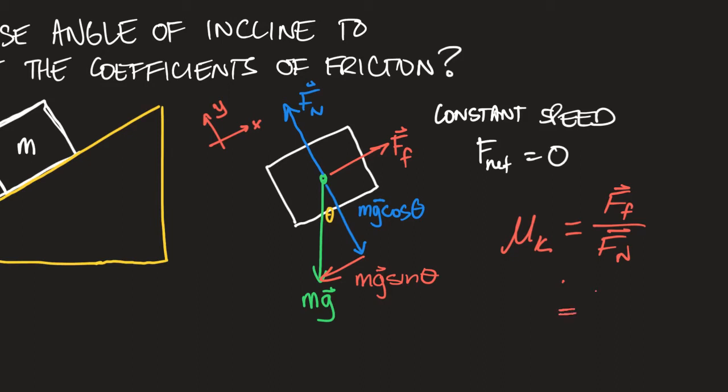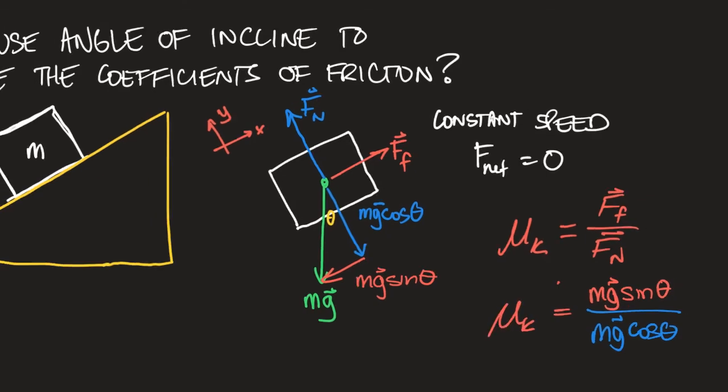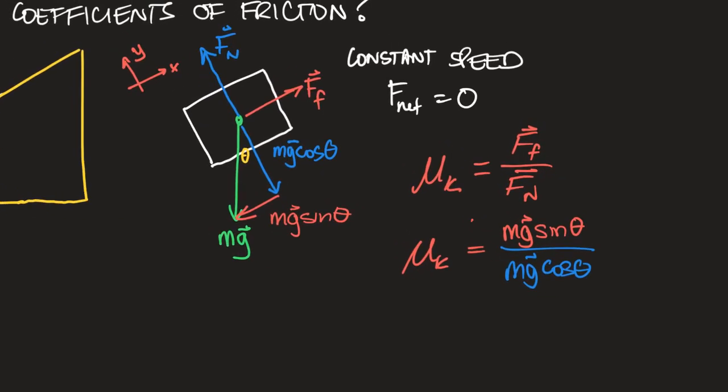So the force of friction was m times g times sine of theta, and we're going to divide that by mg cos theta. You might see where this is going already if you're remembering your trig identities. Notice how when we do this, the m and the g are going to cancel out. And what that tells us is it actually doesn't matter what the mass or the acceleration due to gravity are, this will always be true.